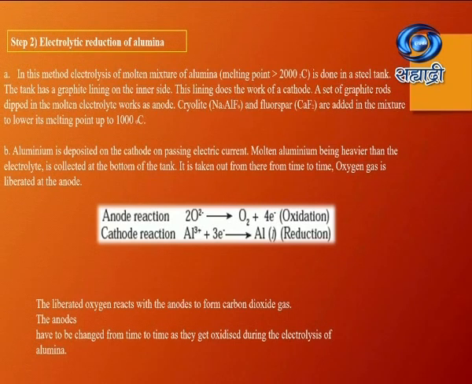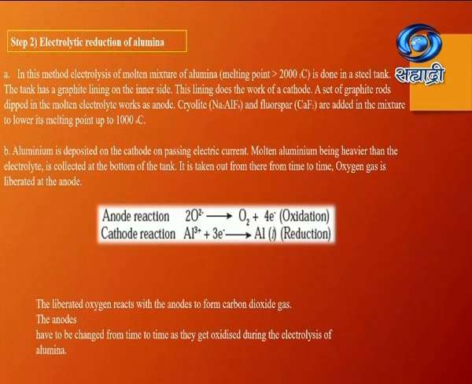Cryolite, Na3AlF6, and fluorspar, CaF2, are added to the mixture to lower its melting point to 1000 degrees Celsius. Aluminium is deposited on the cathode on passing electric current. Molten aluminium being heavier than the electrolyte, it is collected at the bottom of the tank. It is taken out from there from time to time.